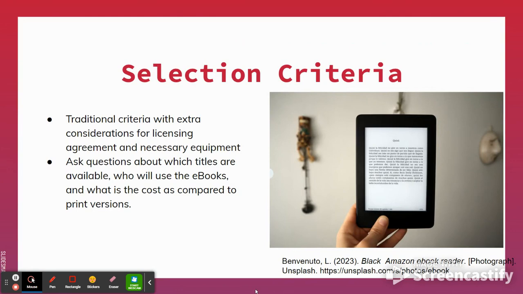Selection criteria: traditional criteria with extra considerations for a licensing agreement and necessary equipment. So you would just use the traditional criteria for selecting, but then you would also have extra considerations for licensing agreements that are sometimes necessary. And you also need to think about the necessary equipment.